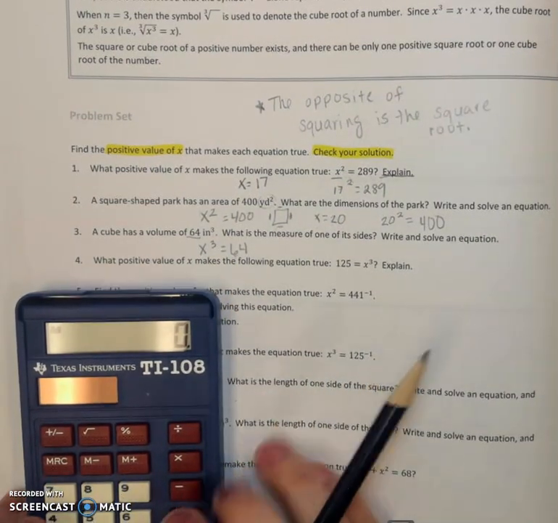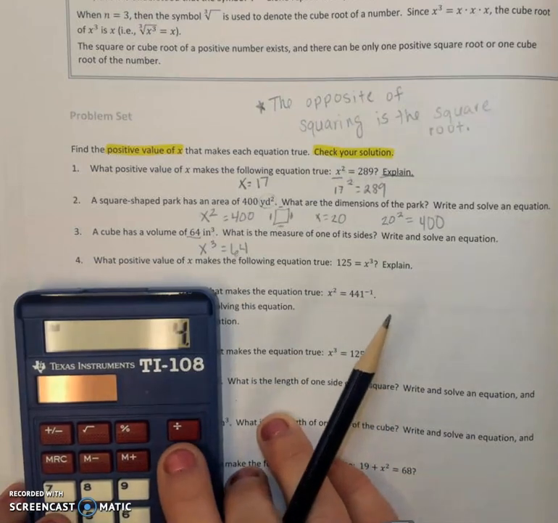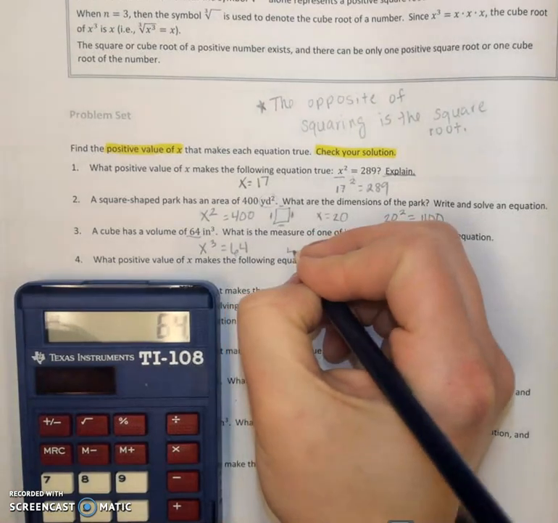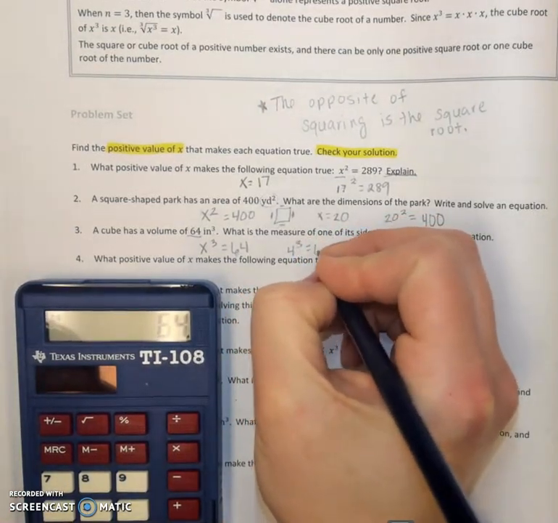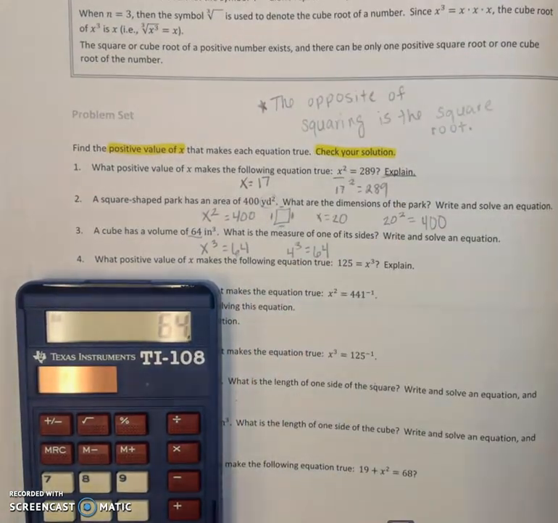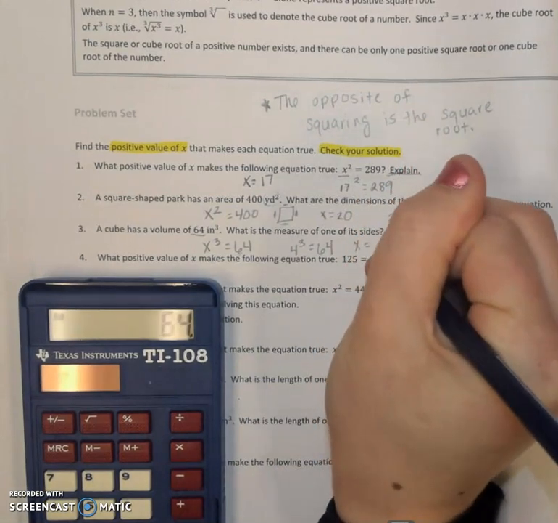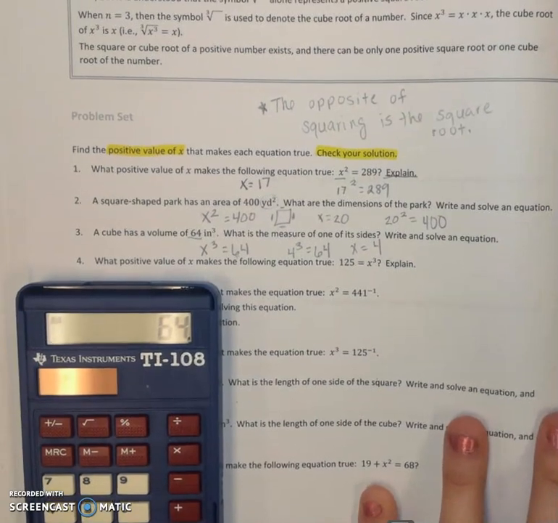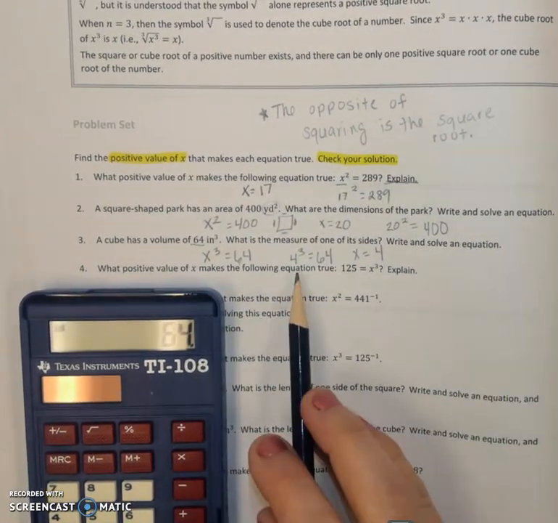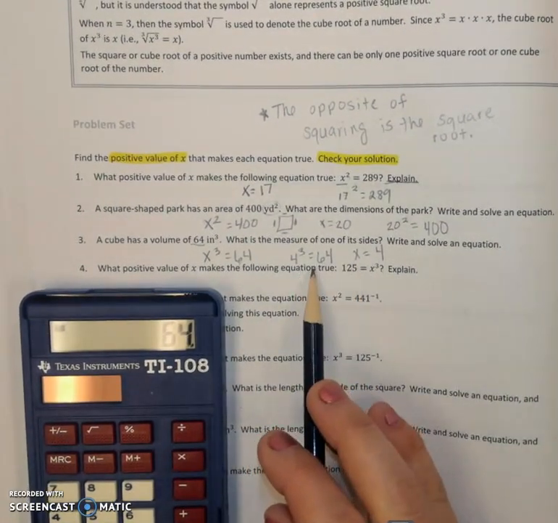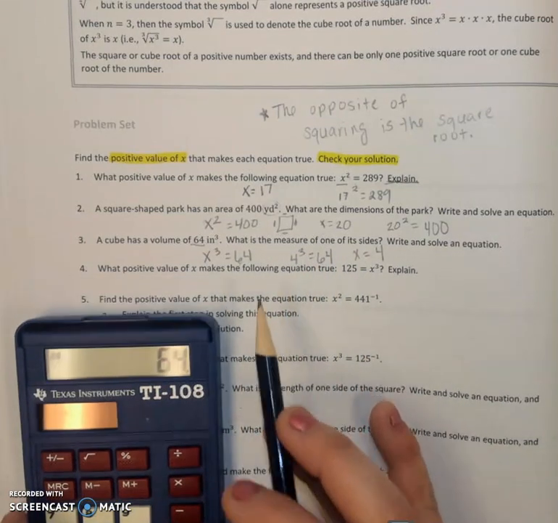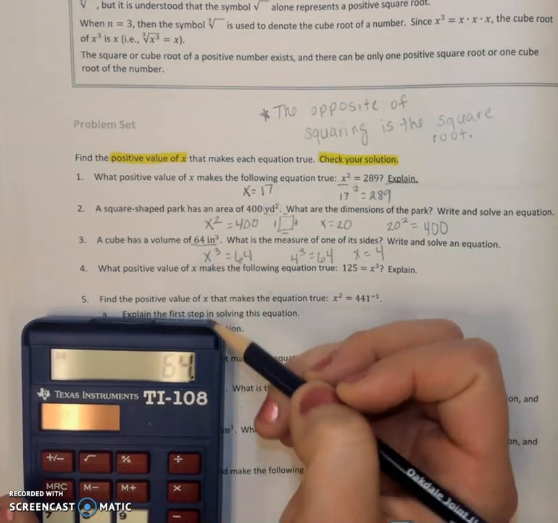So I'm going to try 4. I tried 3, now I'm going to do 4 times 4 times 4. Oh, 4 cubed equals 64. So x equals 4. Okay? So I just solved and checked my work. So basically the cube has a side length of 4 inches. We know it's inches because it tells us right there, inches.